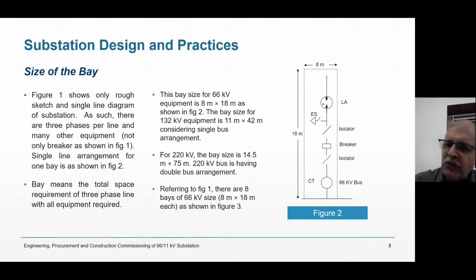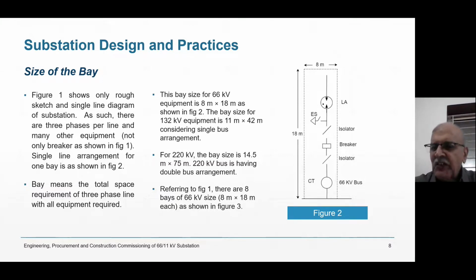Then there will be an earthing switch. Then there will be isolator, breaker, isolator. We have already discussed that on both sides of the breaker we need an isolator, because when we are maintaining a breaker, it has to be completely evacuated.